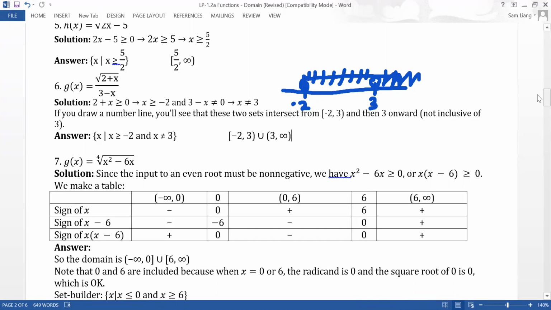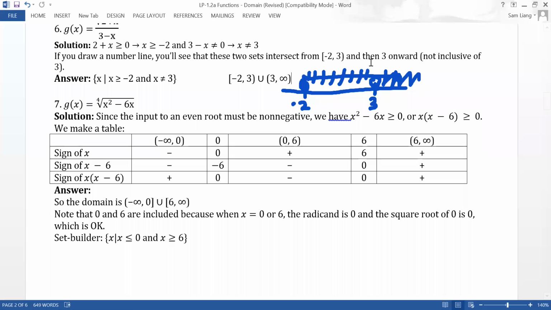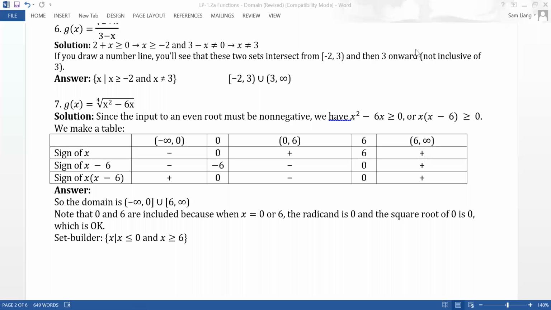All right, last but not least, we have question 7. Okay, so this is another example of an even root. So just the fact that it's a 4 doesn't really matter. It's just another thing to know. It's just testing your knowledge of even roots.